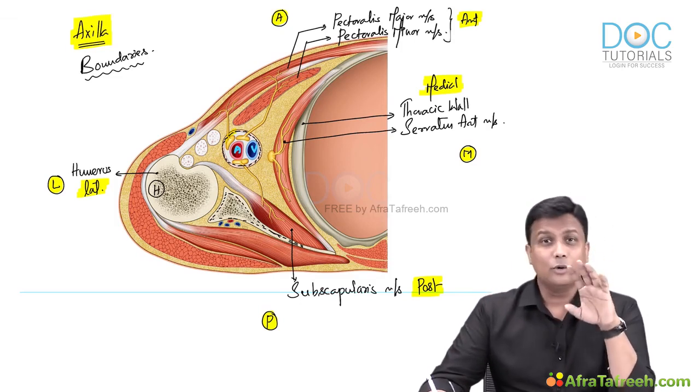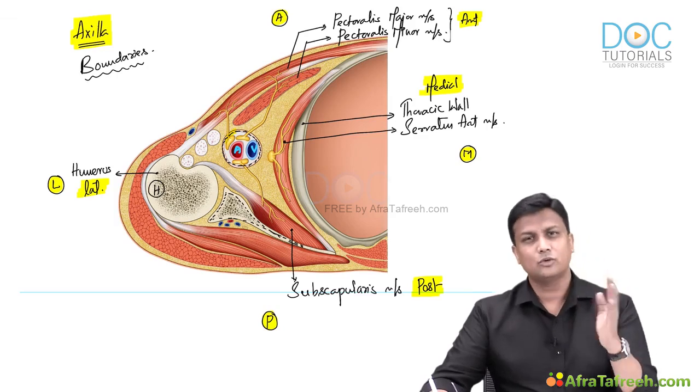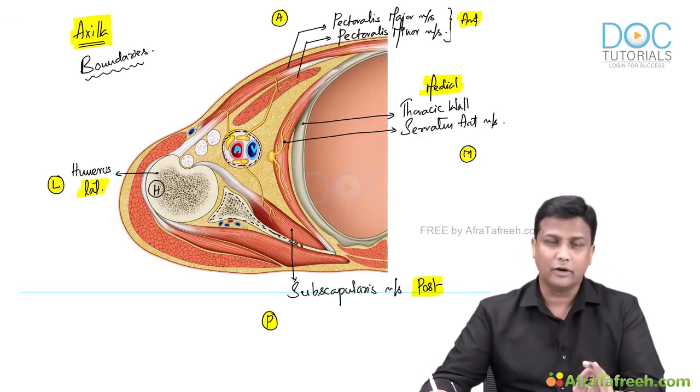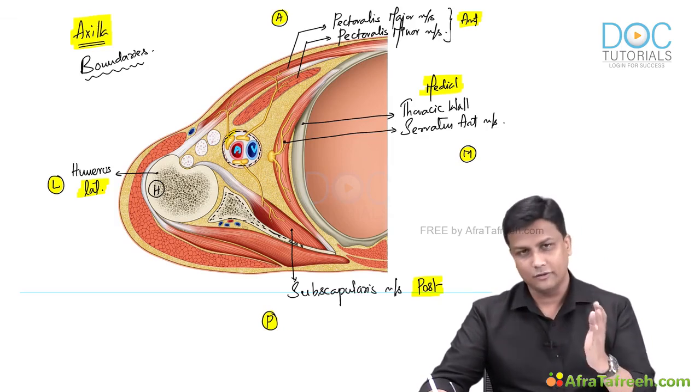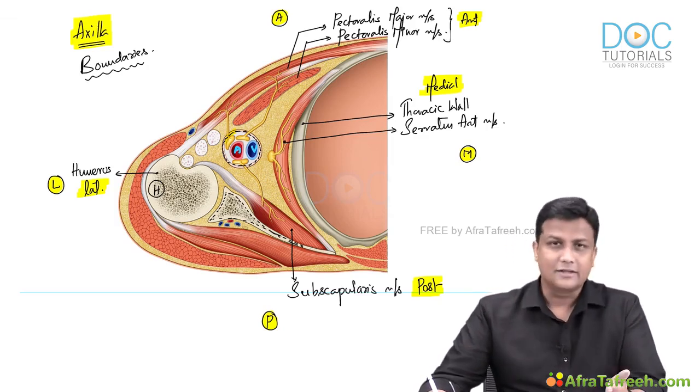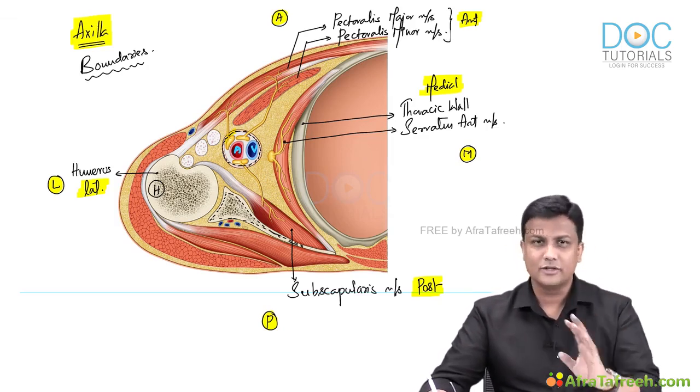One thing I want you all to keep in mind here is that the axillary vein will always be towards the medial side of the artery. That's an important relation that you have to remember. The axillary vein is always towards the medial side of the axillary artery, and throughout the entire course it will be towards the medial side only.